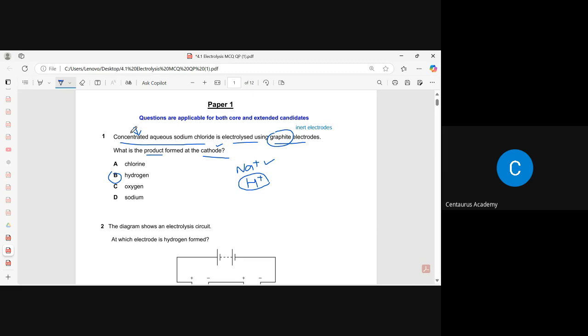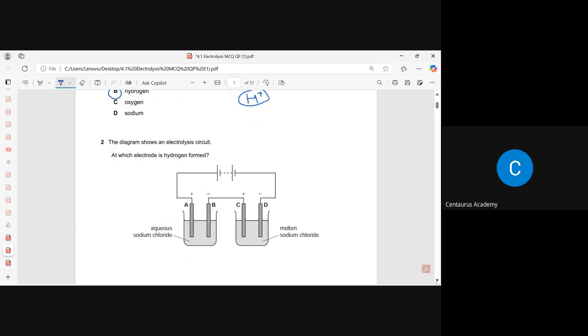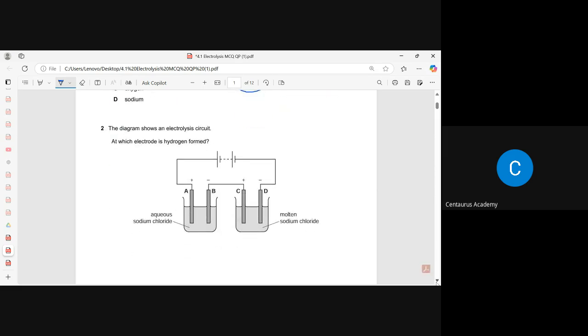Even if, supposedly, the context of the question changes, and they say that dilute aqueous sodium chloride is electrolyzed using graphite electrodes, then your answer still remains the same, that hydrogen gas is produced at the cathode. Okay, because concentration does not have to do anything with the product at the cathode, or the concentration only implies onto the product at the anode. Look into the next one. The next question here says, the diagram shows an electrolysis circuit. At which electrode is hydrogen formed? Is it A, B, C, or D?